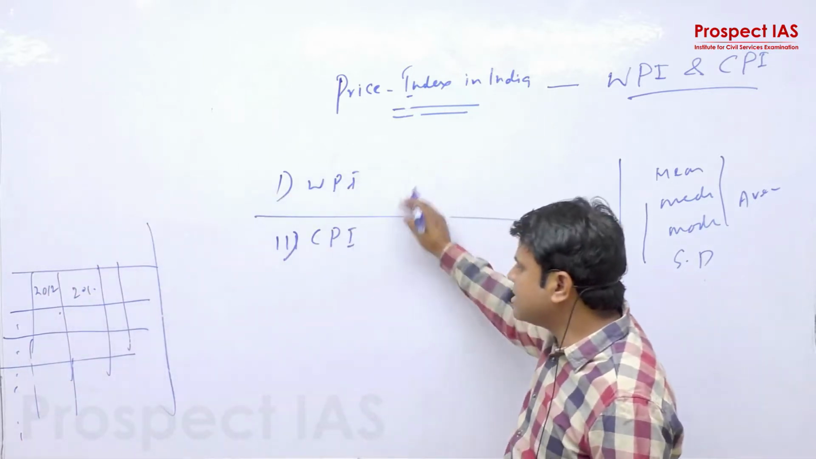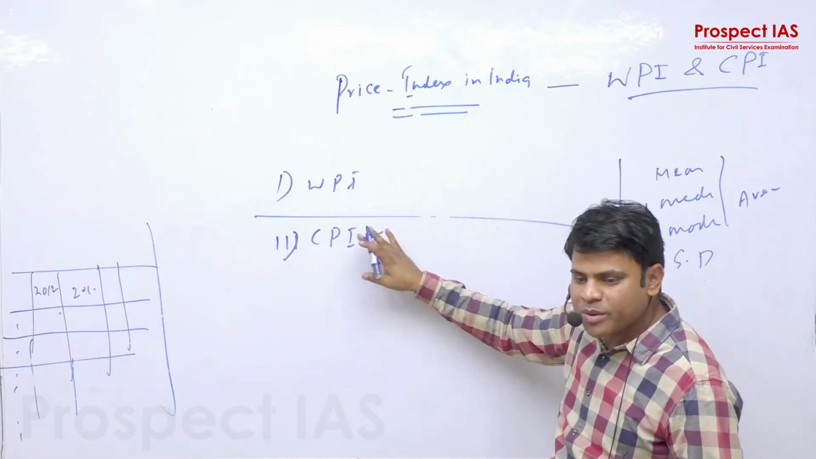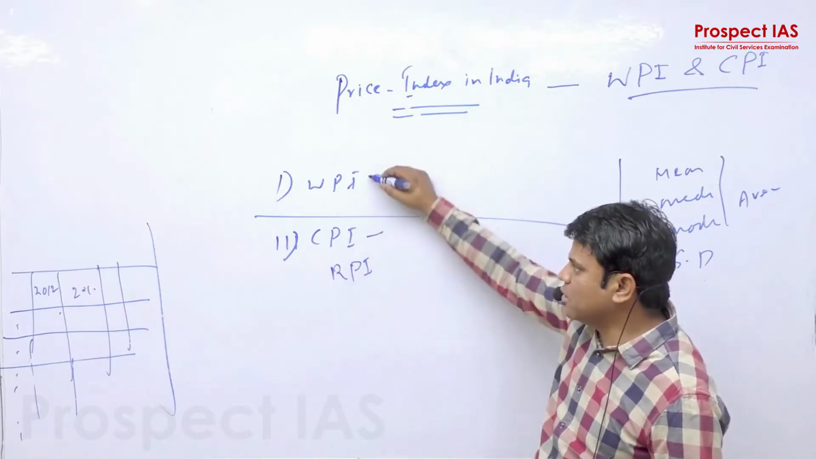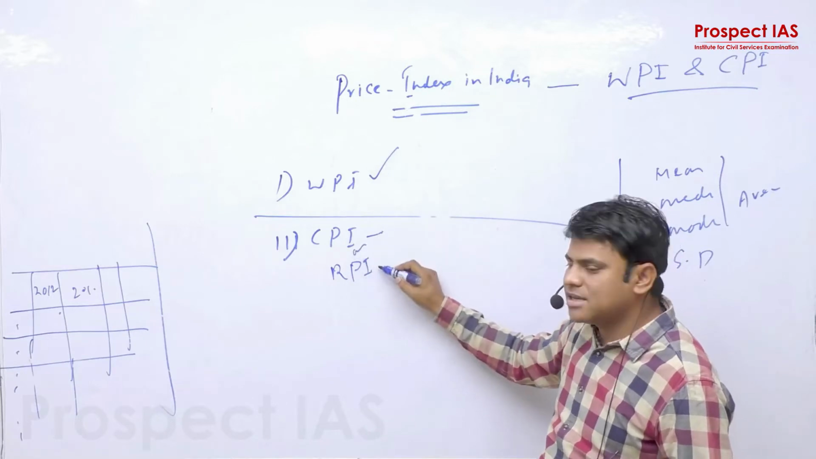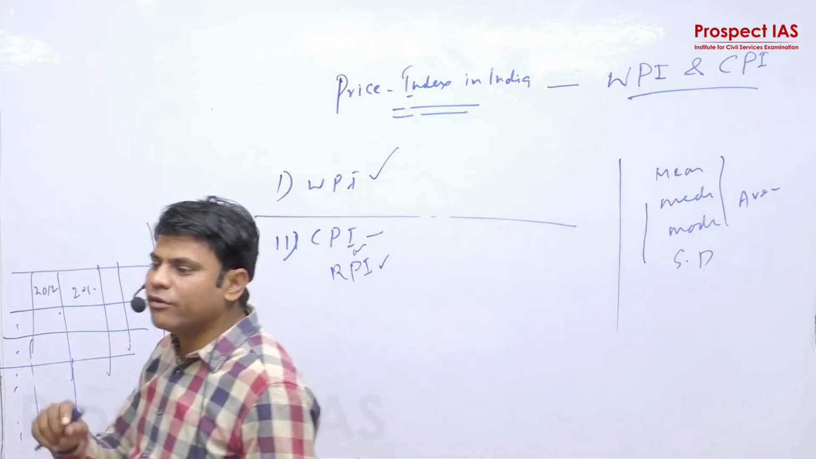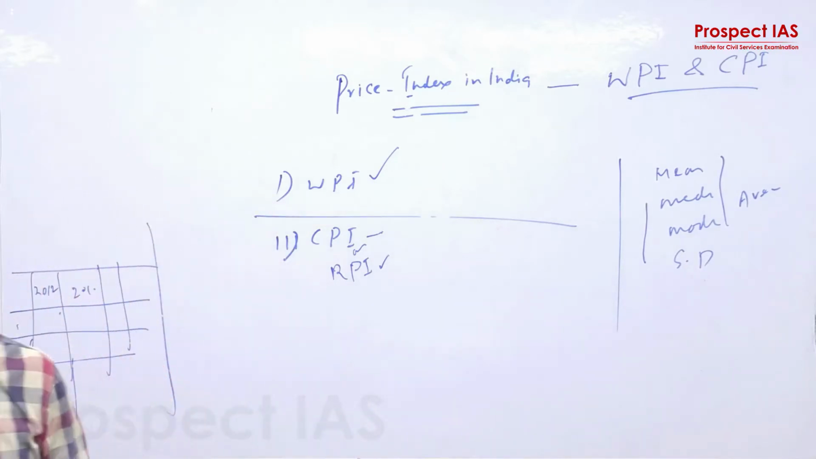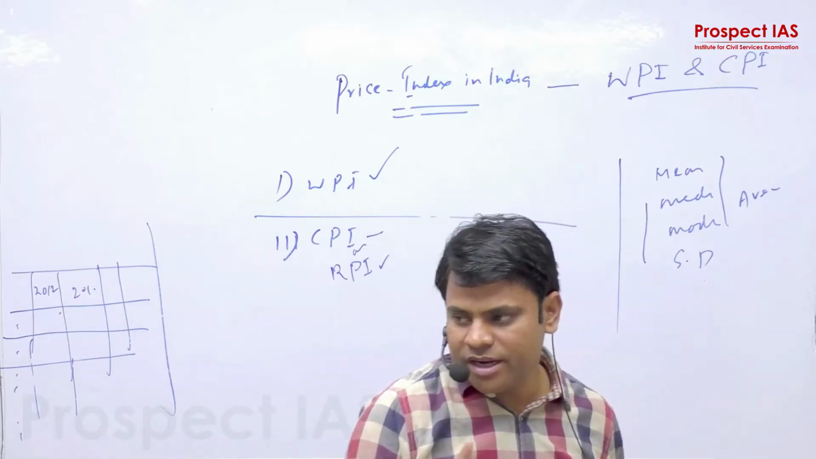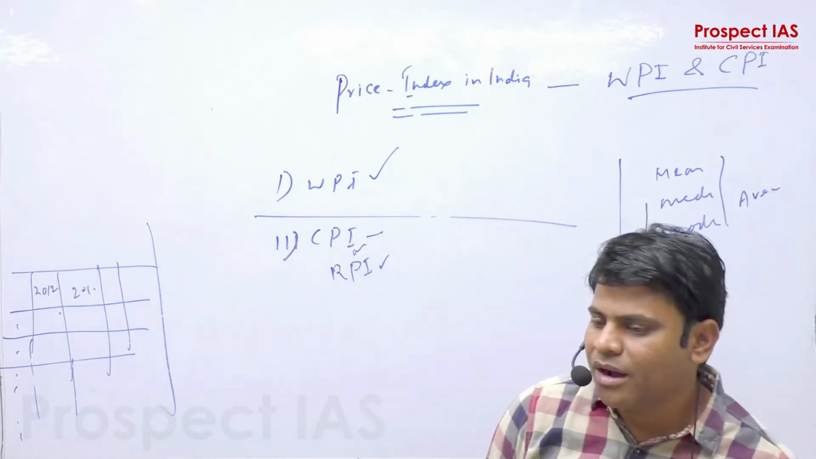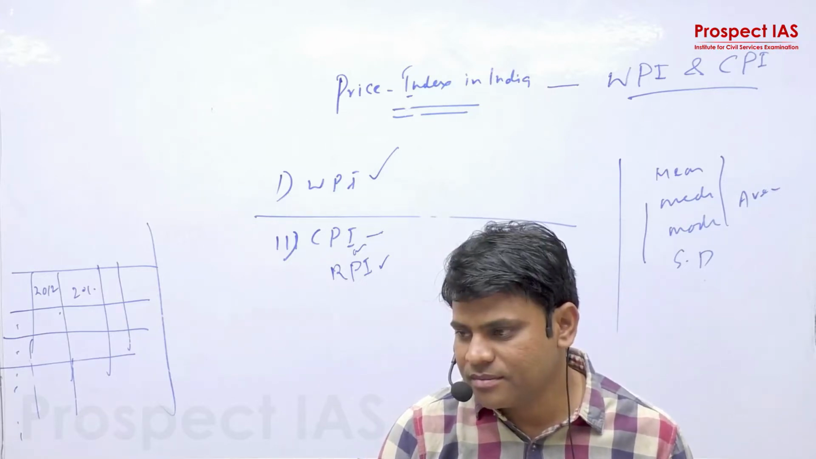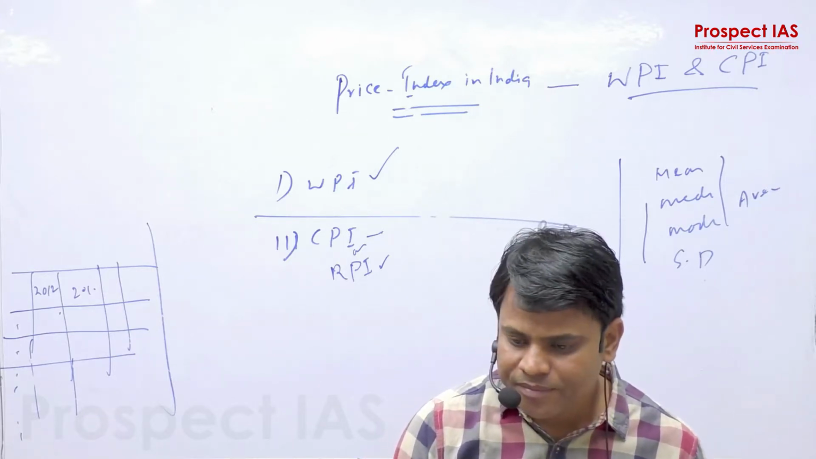And when we construct the CPI, consumer price index, or this is also called RPI, retail price index. This is wholesale price index and this is retail price index. So in the construction of retail price index, prices of only those goods and services are recorded that are being traded in retail market, not in wholesale market. You got the idea? है ना?